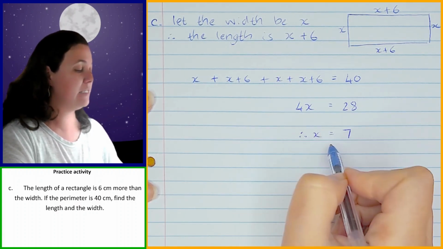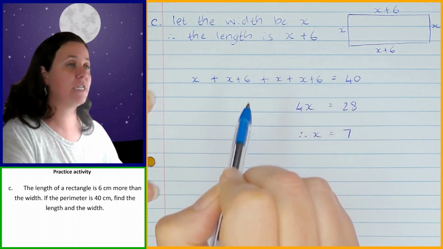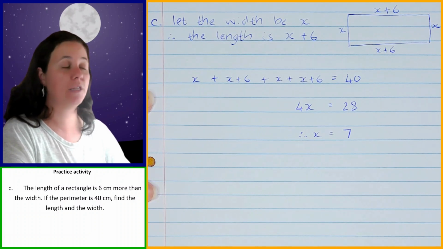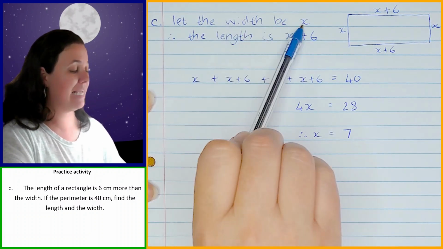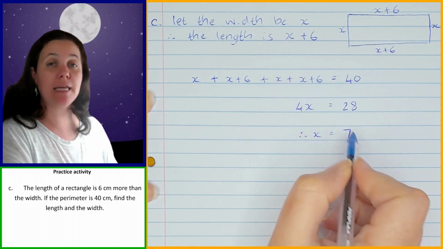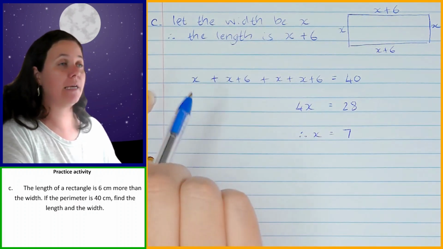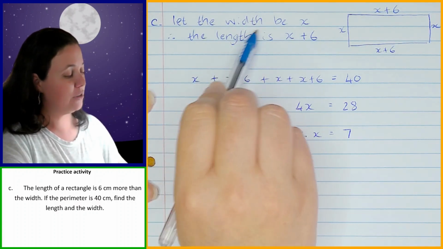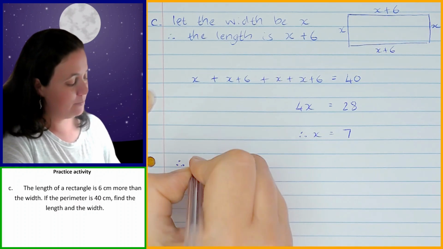So we've worked out what x is. Now we're going to go and put it back into the context of the question and answer the question. The question was, find the length and the width. Okay, so now I know the width is x and the length is x plus 6. So I'm going to use the x value I got over here to find out what the length and the width are. So therefore, the width is going to be x, which is 7.